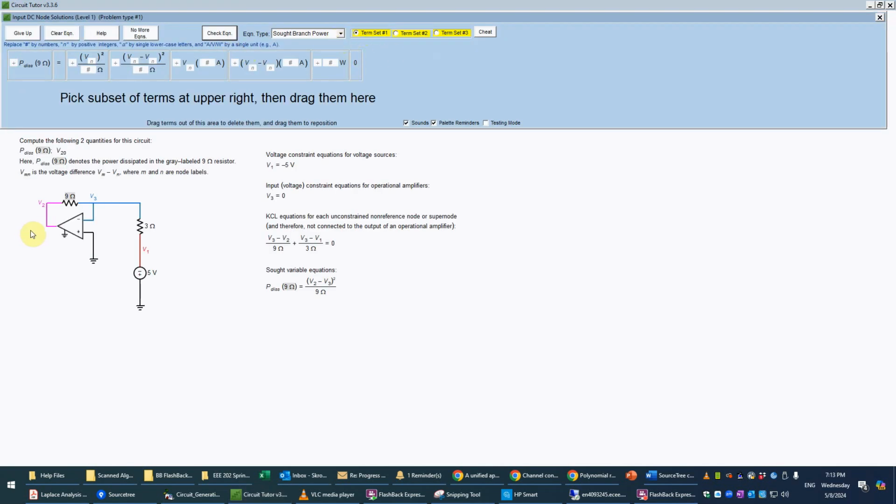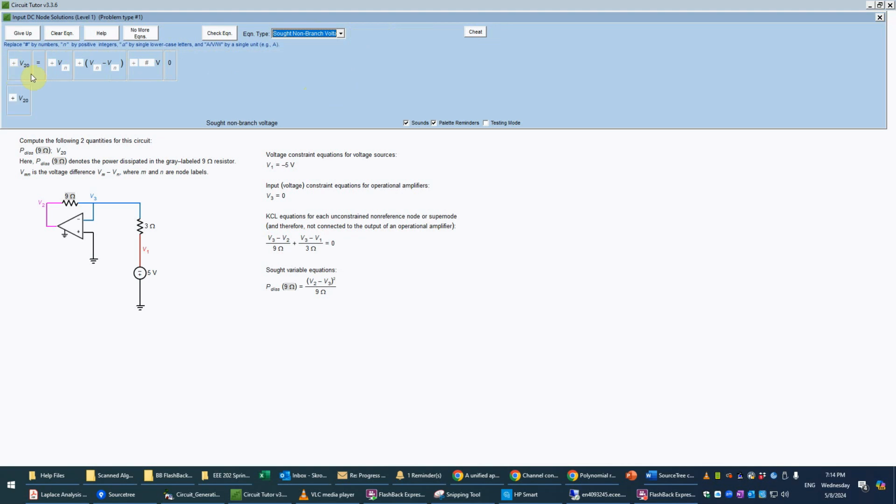And then finally, the value of V2 referenced to ground, which is our node 0, that's a non-branch voltage technically. So we have to scroll down here and find the sought non-branch voltage, and that would be V20. It's not a branch voltage because it does not appear across any one branch of the circuit. And the op amp is really not considered a branch because it's a 3-terminal element rather than a 2-terminal element. Only 2-terminal elements are considered branches in circuit analysis.